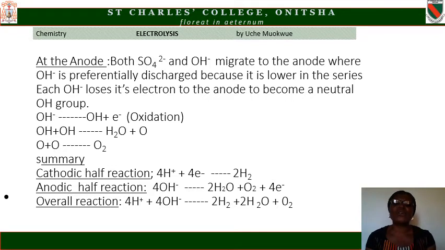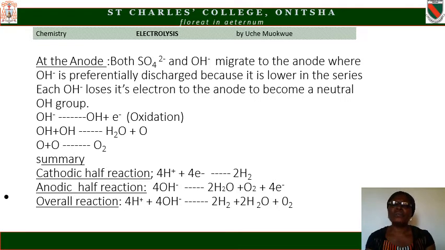It has to react with another OH group to form a water molecule and an oxygen atom. The oxygen atom reacts with another oxygen atom to form a molecule of oxygen. Summary: cathodic half reaction. This explains what happens at the cathode.